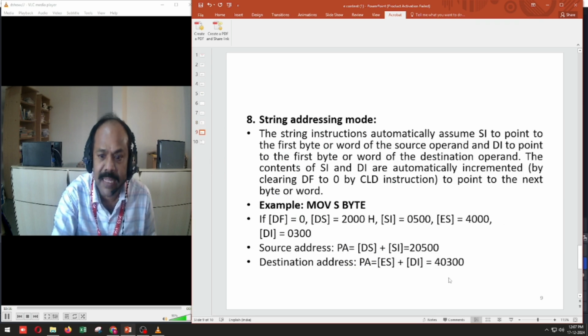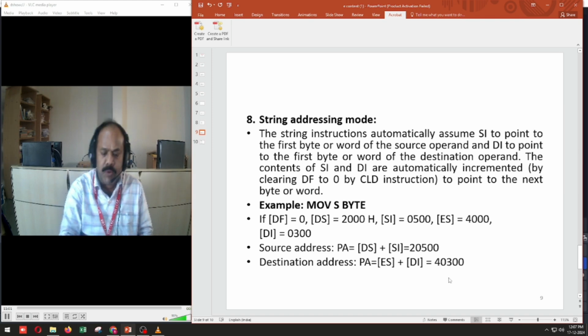And the eighth one is the string addressing mode, using which we can transfer a number of string bytes or string words from one part of the memory to another part, either from the lower part of the memory to the upper part or vice versa. By default the segments involved are the data segment and the extra segment. So you will be able to move data between these two segments, from where you are moving string bytes to where you are moving.